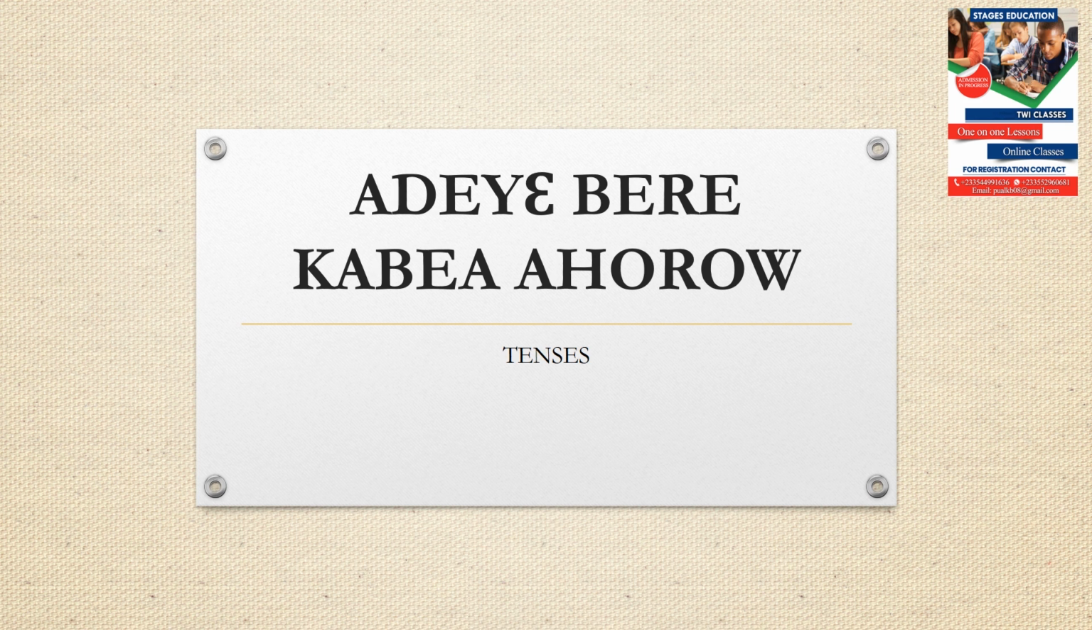Hello there. You are welcome to today's lesson, and today we'll be dealing with something very essential in the learning of the Twi language, which is Adeye Bre Kabea Ahoro, which is translated in English as tenses. So the Adeye being the verb, then Bre, which is the time, then Kabea is where and when we use it, then Ahoro is different. So that is what we'll be doing, the different types of verbs and where and when we use them. So that is the literal translation of Adeye Bre Kabea Ahoro.